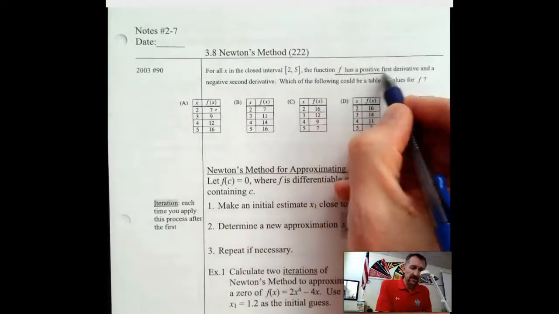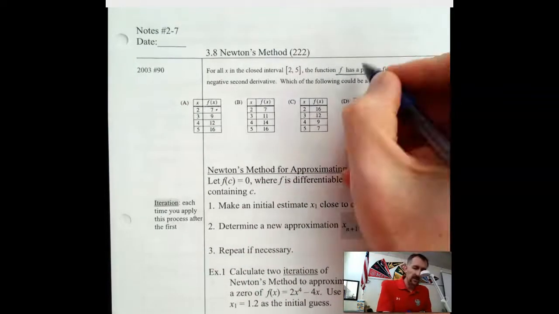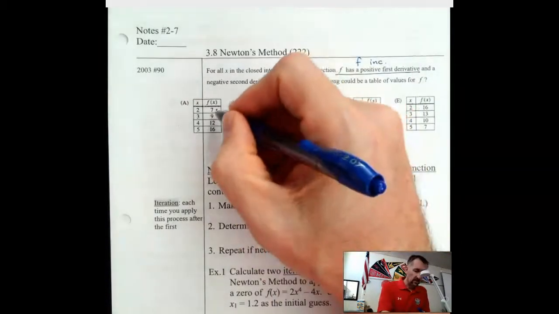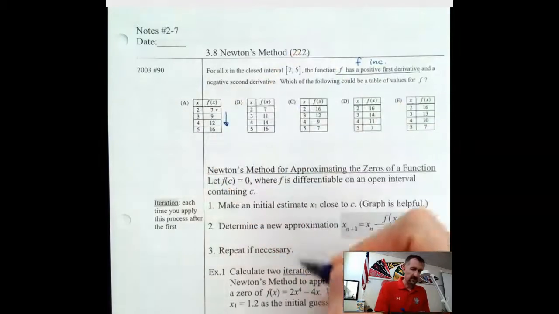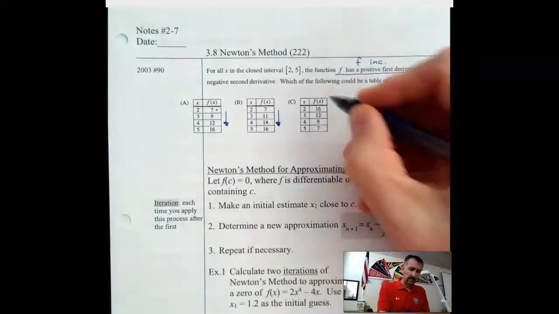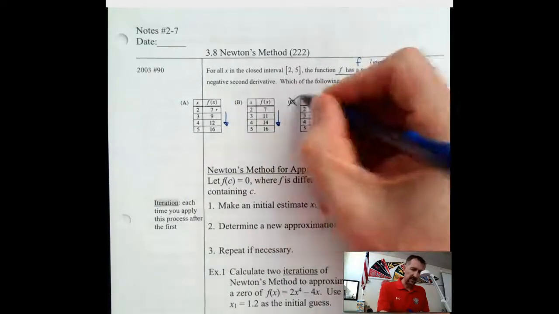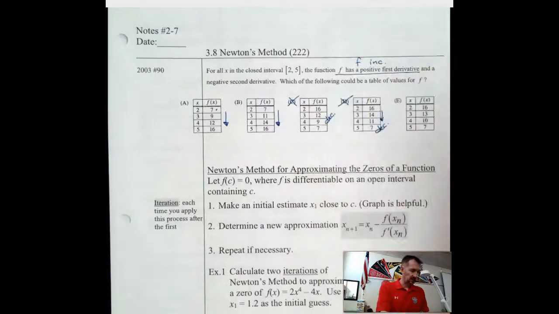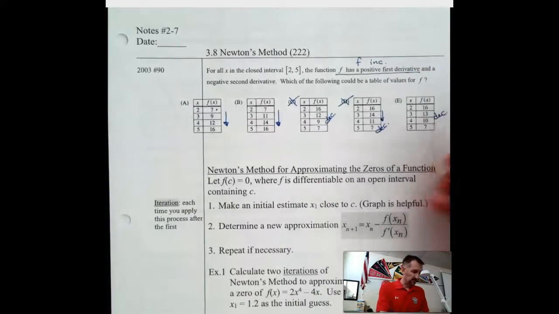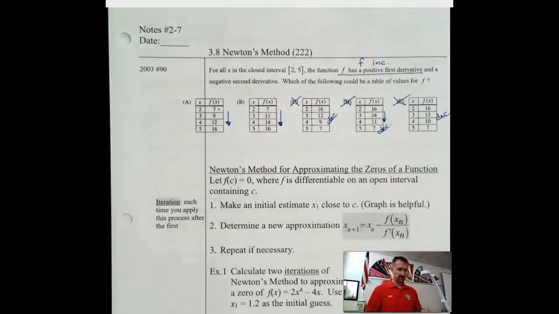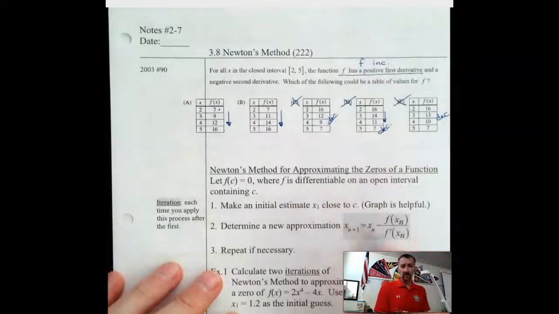So f has a positive first derivative. Think about what that means about f. It means f is increasing. So those are increasing. These are increasing. These are decreasing, so that can't be the answer. These are decreasing, so that can't be the answer. These are decreasing. So now we're up to a 50-50 chance. And on the real AP test, they only have 4 answer choices now instead of 5, so that's another thing.